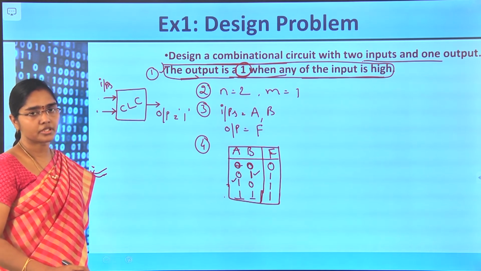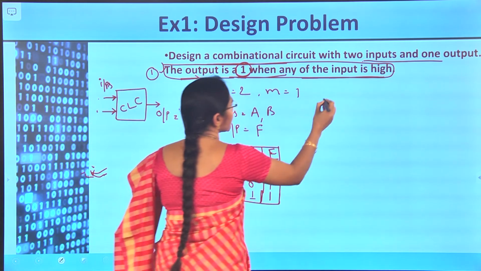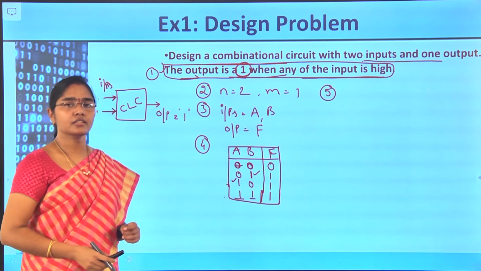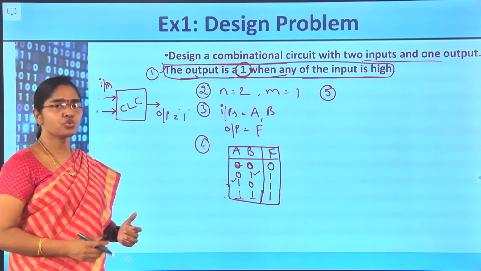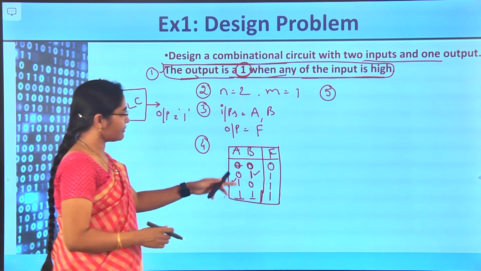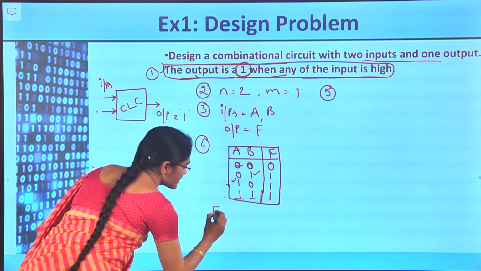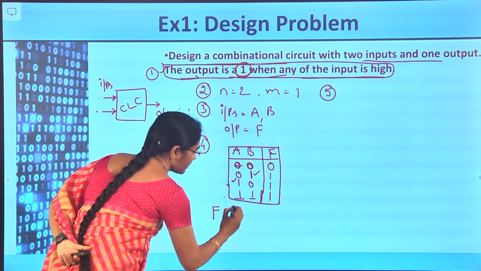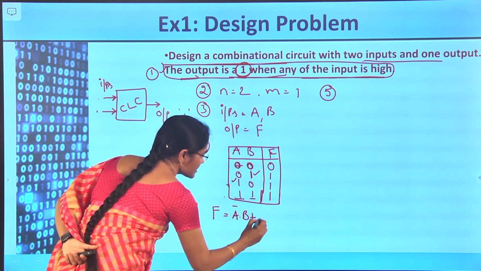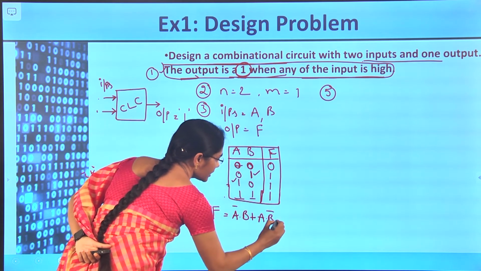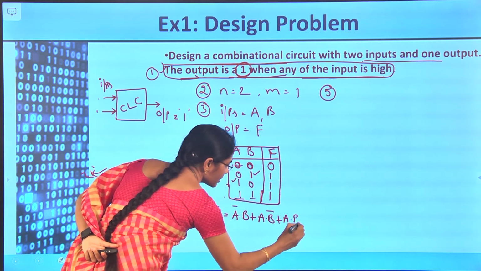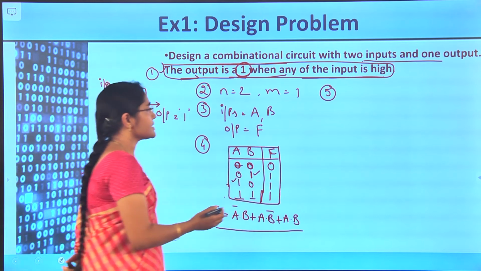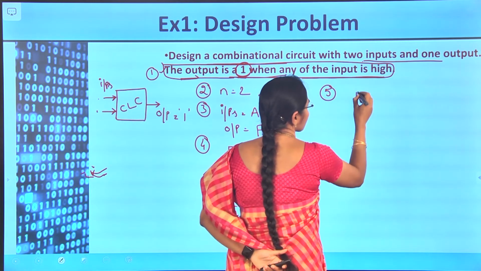Okay, that is the fourth step. Then what is the fifth step? The fifth step is to obtain the simplified expression using any rule. So, if we have written F here, what is the expression for this F? Based on the truth table, A bar dot B plus A dot B bar plus A dot B. This is the F expression. Now, simplify this expression.